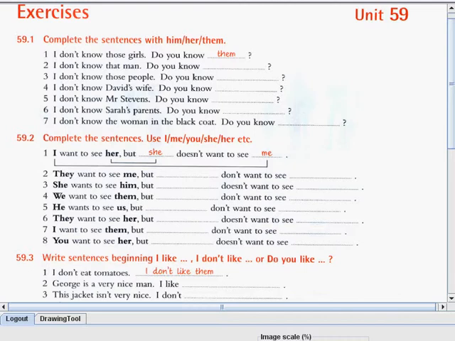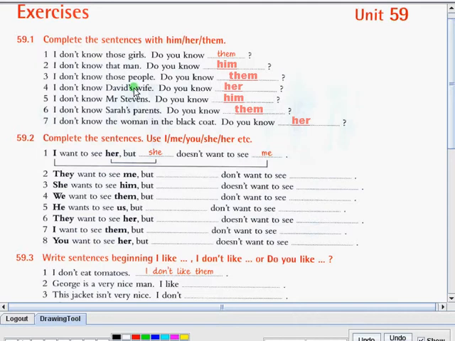Here are the answers. For number 2, I don't know that man. Do you know him? So the subject here is the man. So we can use him to replace the word man. So we use him for the man. Do you know him?